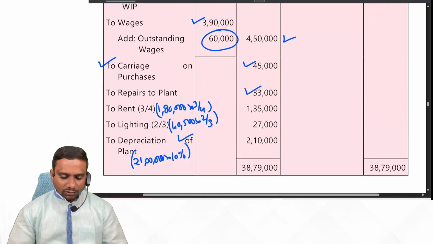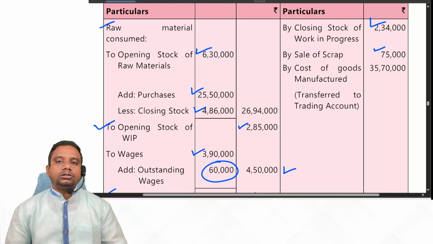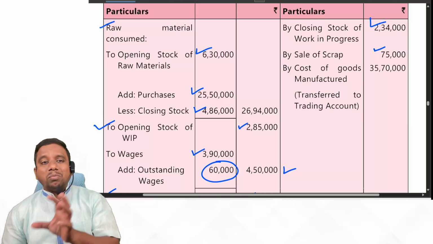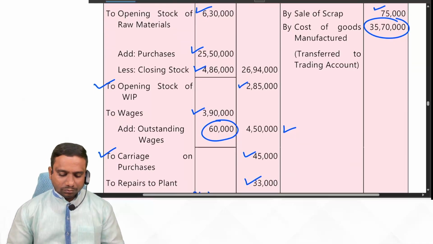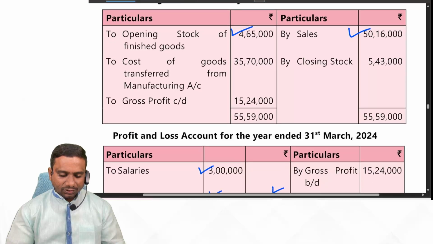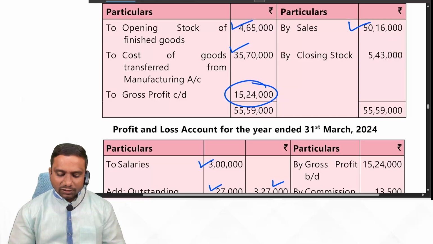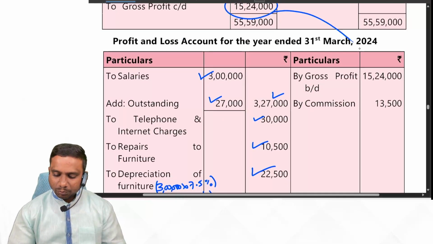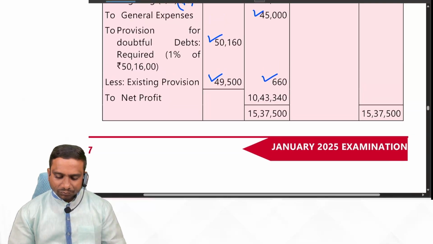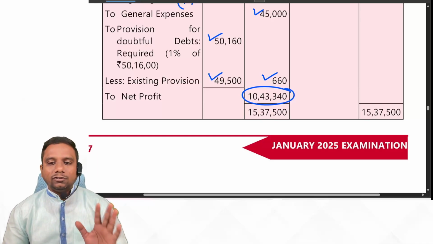Now you can balance this manufacturing account. You get cost of goods manufactured, or cost of goods produced, and this is transferred to the trading account debit side. Here we get gross profit, and this gross profit is transferred to the P&L account. Here we get net profit, and this net profit goes to the balance sheet. This is our final accounts.